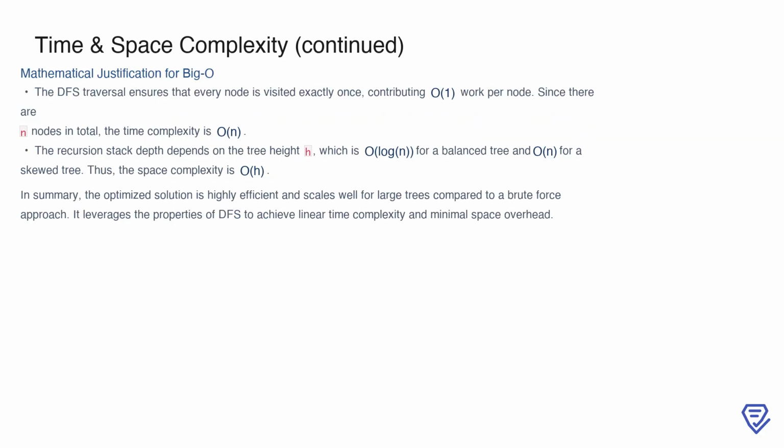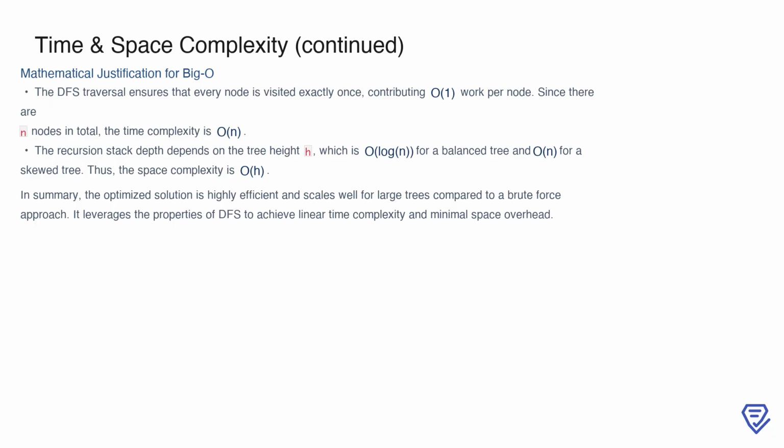The mathematical justification for the big O complexity lies in the nature of the DFS traversal. Each node in the binary tree is visited exactly once, and the operations performed during each visit are constant time, leading to an overall time complexity of O(n). The space complexity is determined by the recursion stack depth, which corresponds to the tree height, h.